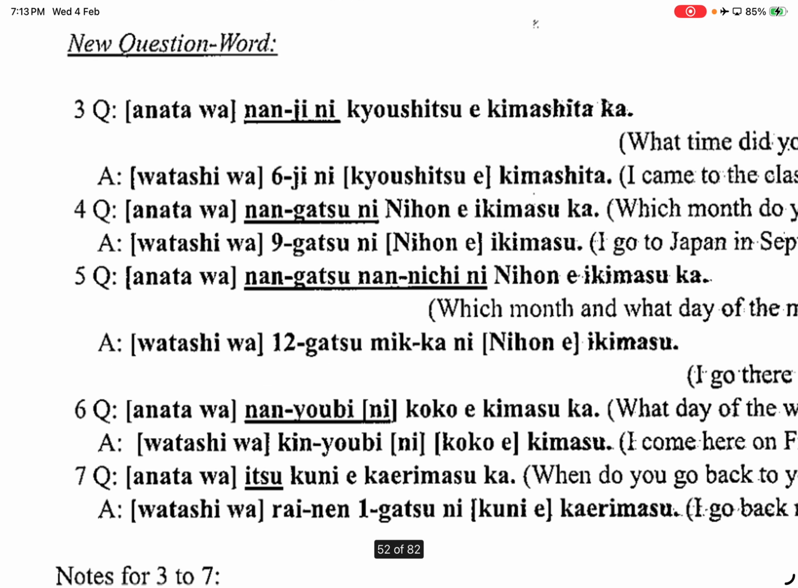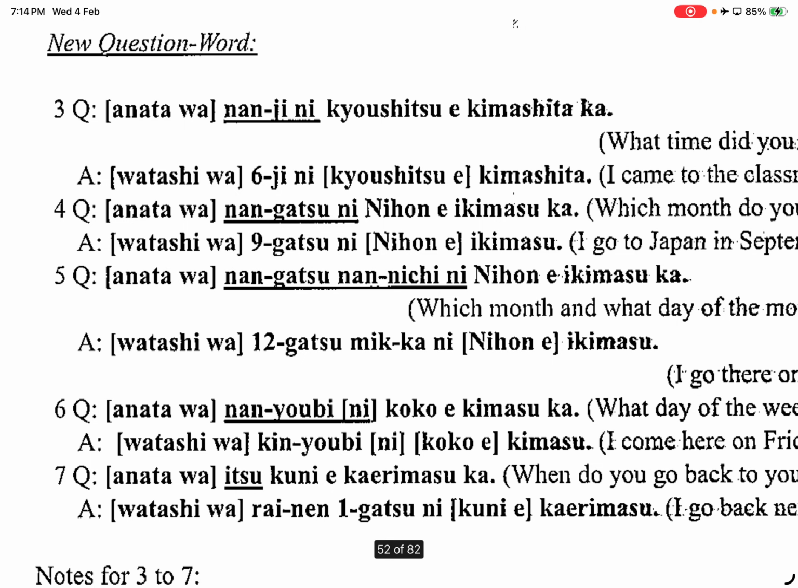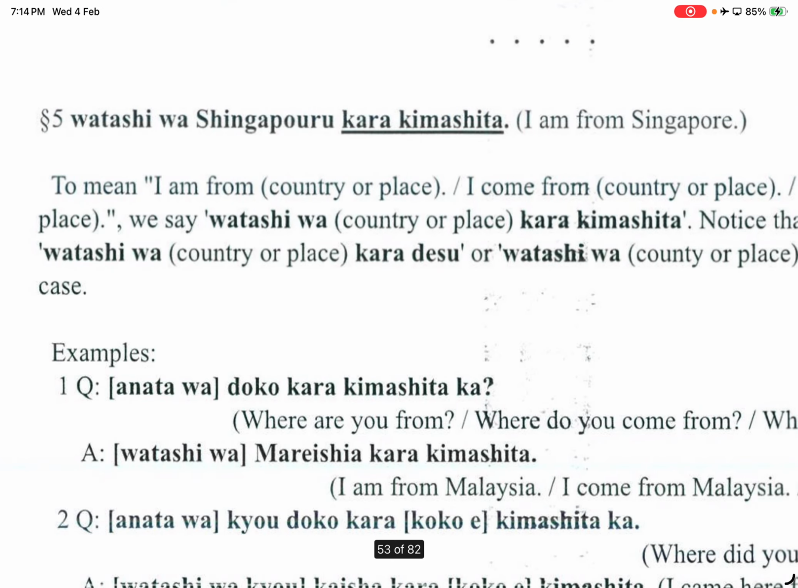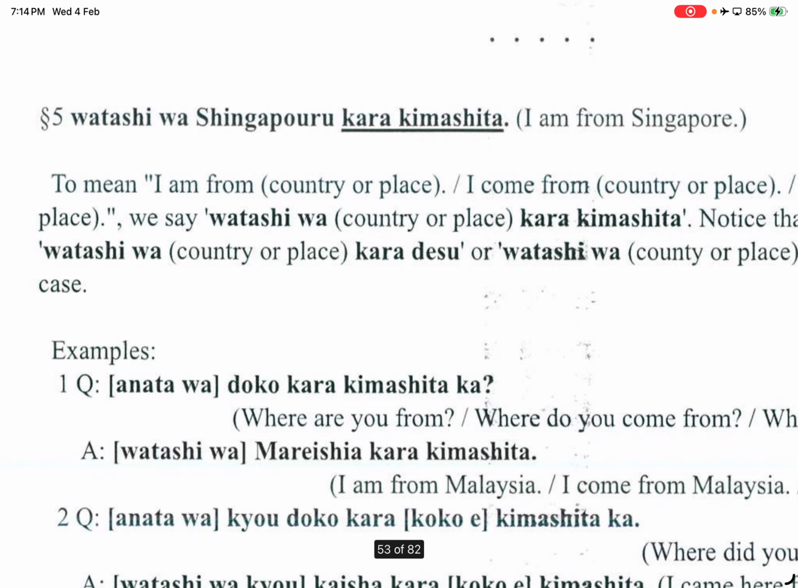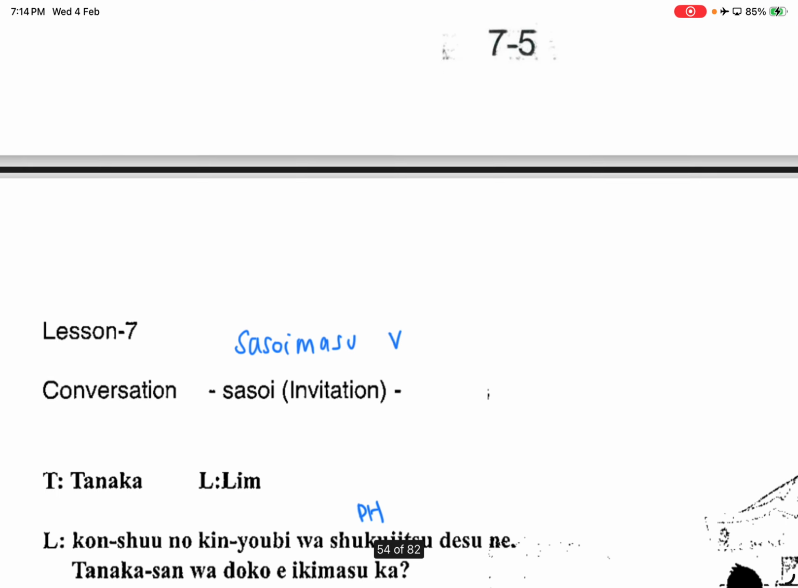Okay, then we also have the question word here. All of this we already saw before when we studied the days and dates. Number 5, we have kara kimashita. Previously we learned that kara is from. So from and came, came from. Kara kimashita. The verb is always at the end, so kimashita is at the end. Okay, so that was lesson 7.